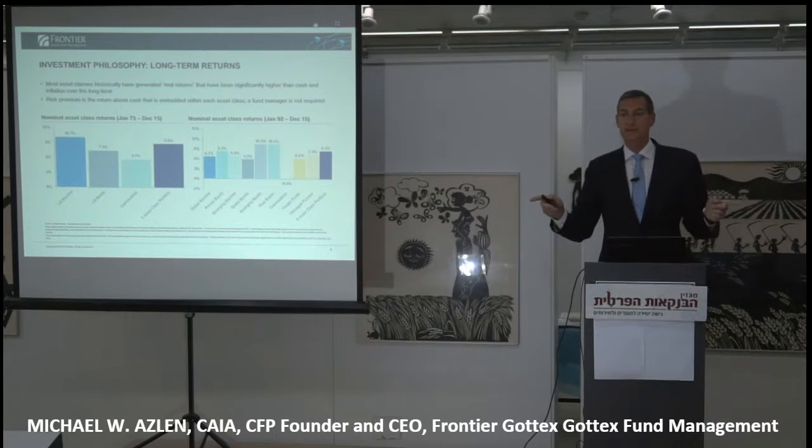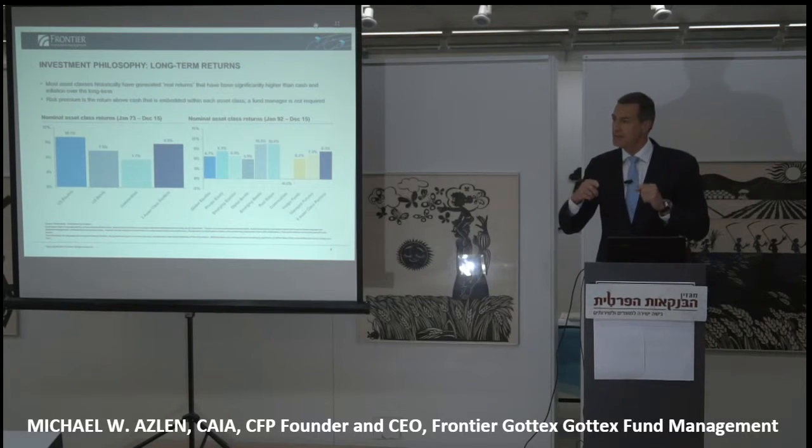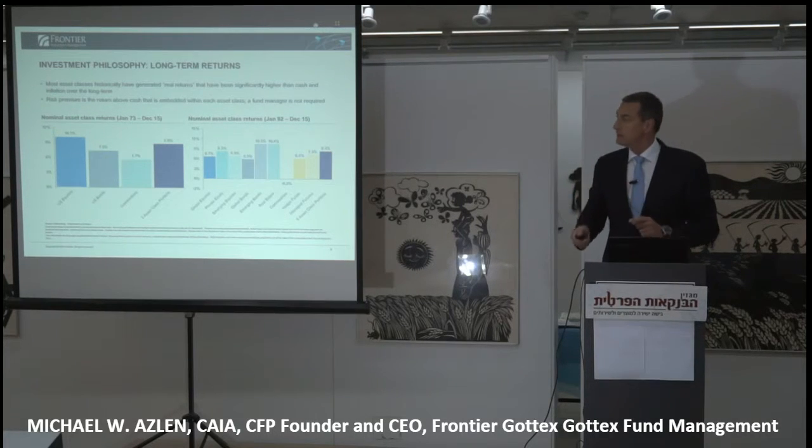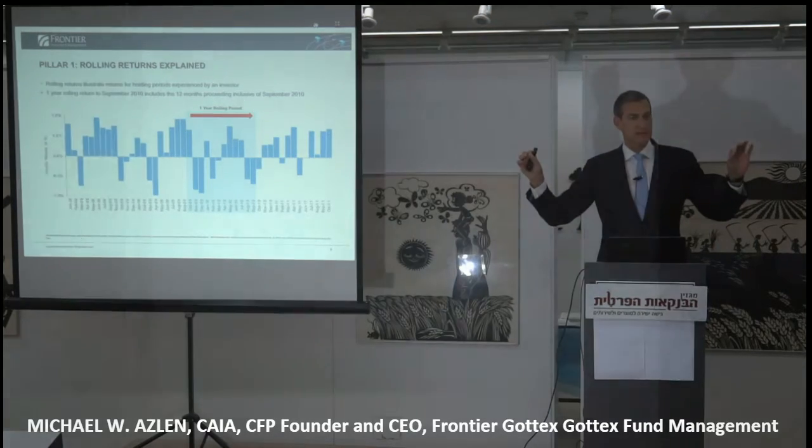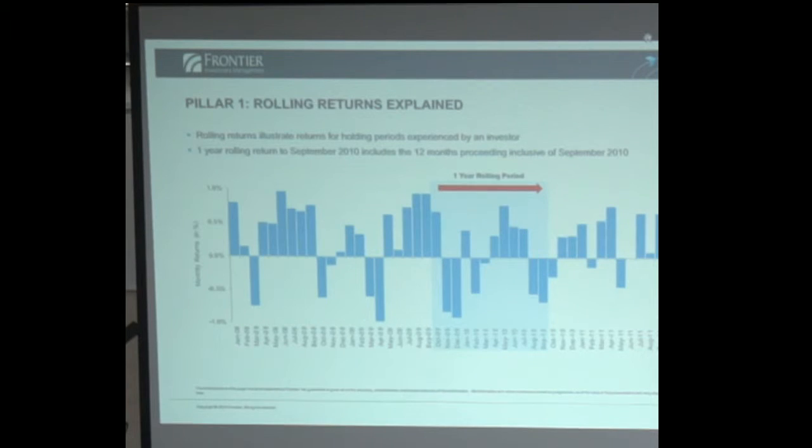But that's the return side. Let's now look at the risk. The way we're going to look at the risk, this is the portfolio, the two portfolios I showed you, which are blended, diversified. We take 12 months of return and we plot this on the graph. Then we move 1 month, the next 12 months. This is called the rolling return.